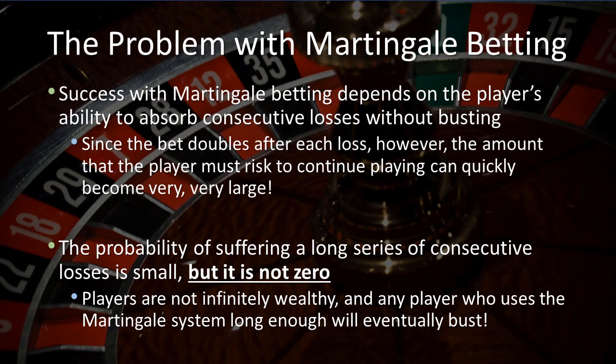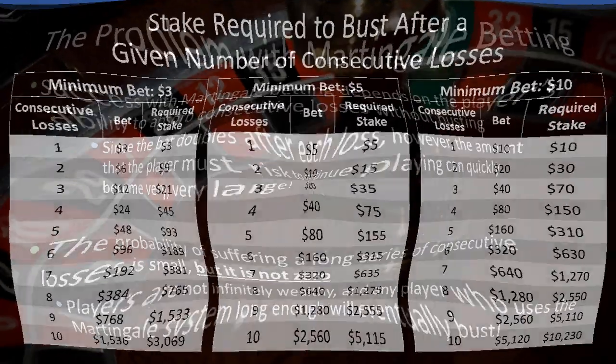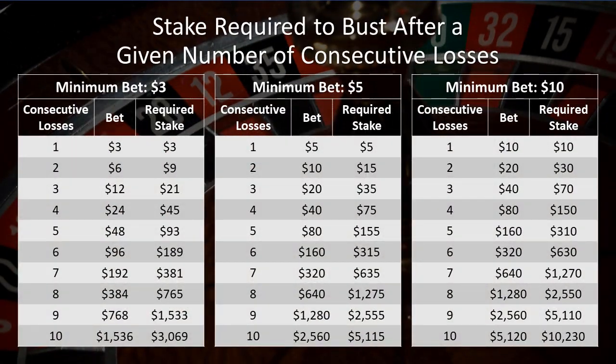Let's get a sense of how large a player's stake needs to be to support a long series of consecutive losses. These tables show the total stake required to bust after a given number of consecutive losses for minimum bets of $3, $5, and $10. As you can see, the required stake grows exponentially with the number of consecutive losses.